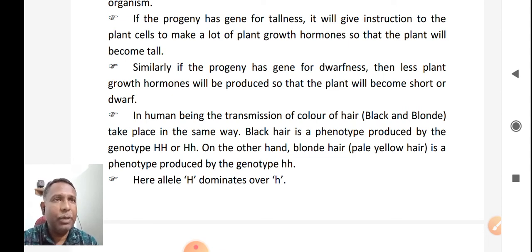Black hair is a phenotype produced by the genotype HH, capital H.